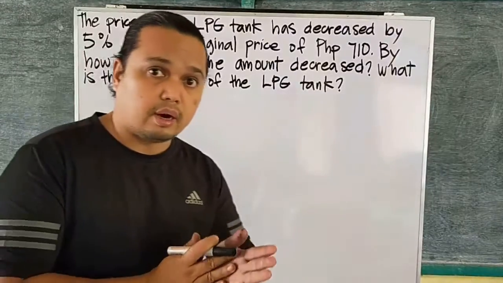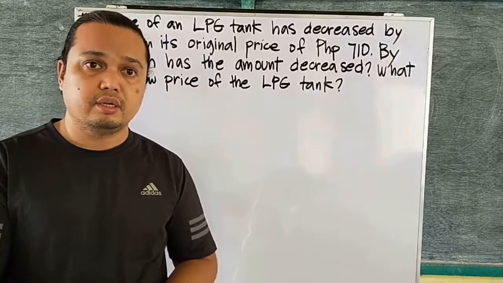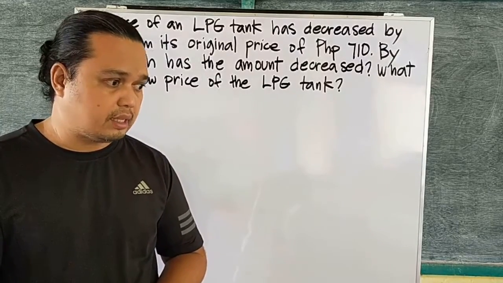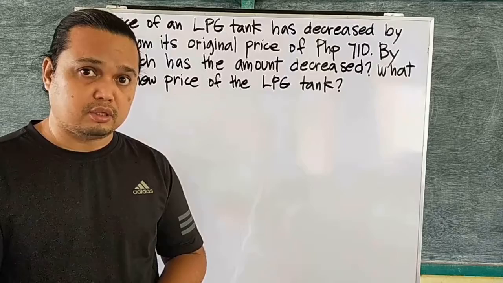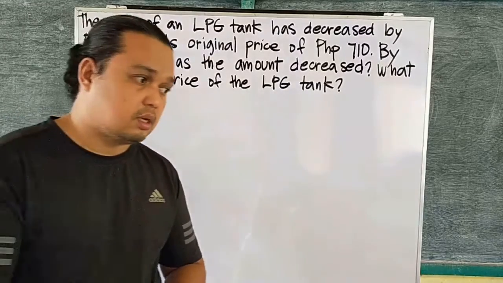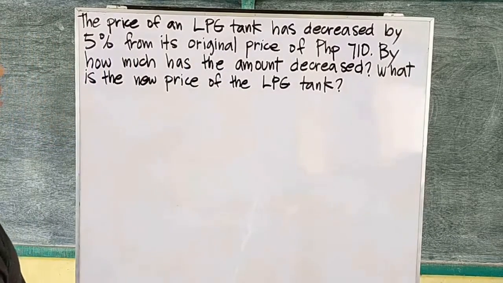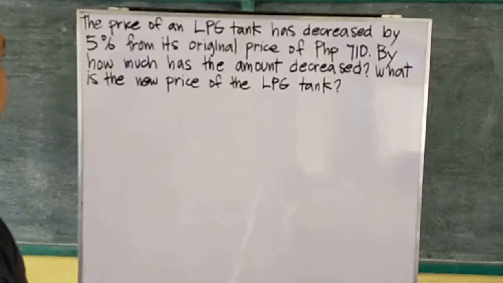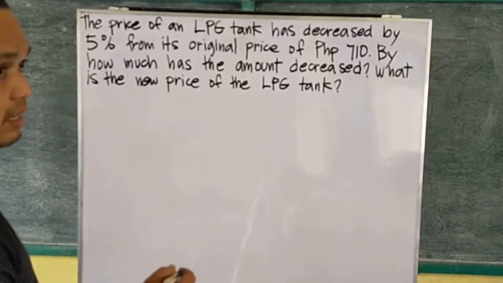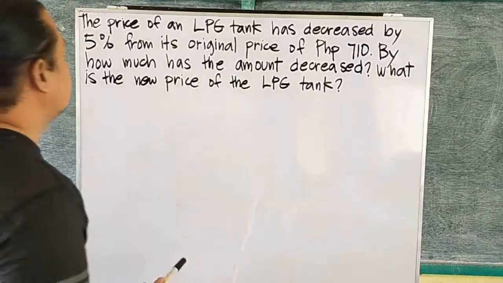Okay, for our next example. Now, this one is tricky because we are not looking for the percent change, because the change here is already given. We are looking now for the original, or the price. But we are looking now for the amount of decrease. Okay, so let's read this.